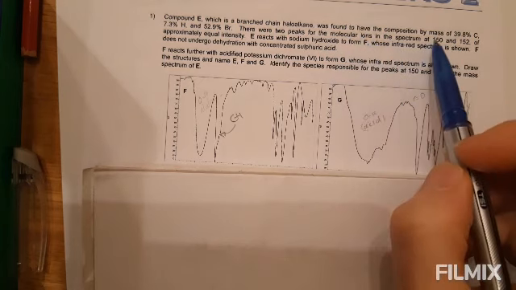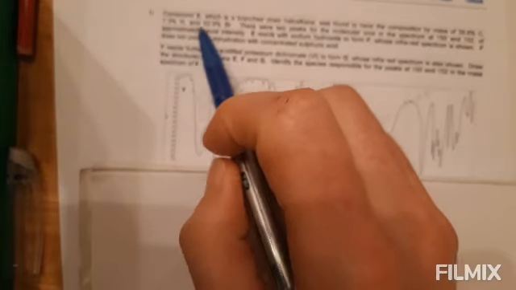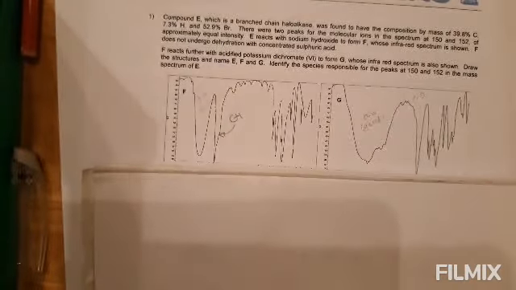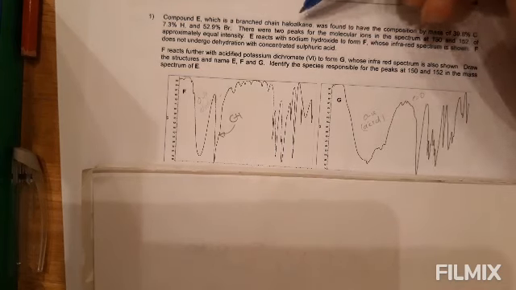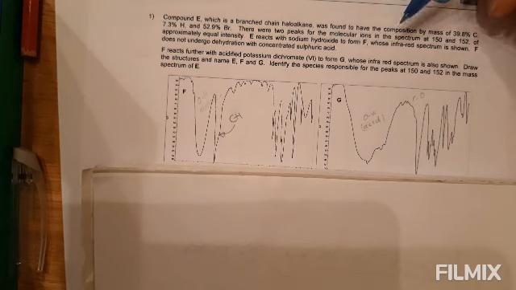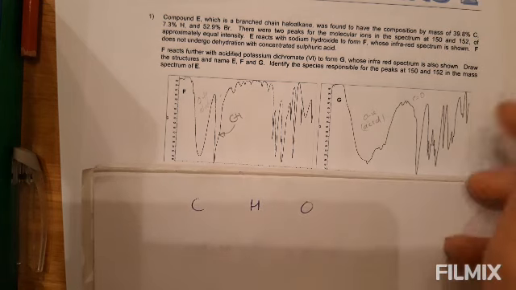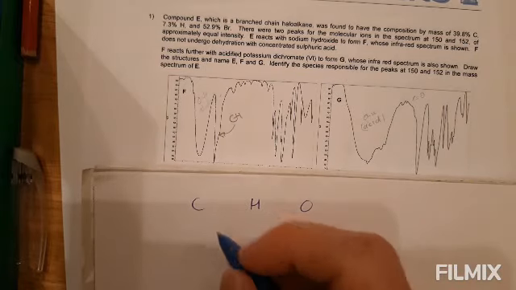It was found to have the composition by mass of 39.8% carbon, 7.3% hydrogen and 52.9% bromine. Alright, straight away, sorry, it's going to be blurry. Straight away I'm going empirical formula question. There were 2 peaks for the molecular ions in the spectrum. Straight away I'm going to work out the empirical formula of this. So I'm going to go C, H, O. As soon as I see this, I'm going empirical formula. It's just blindingly obvious to me.